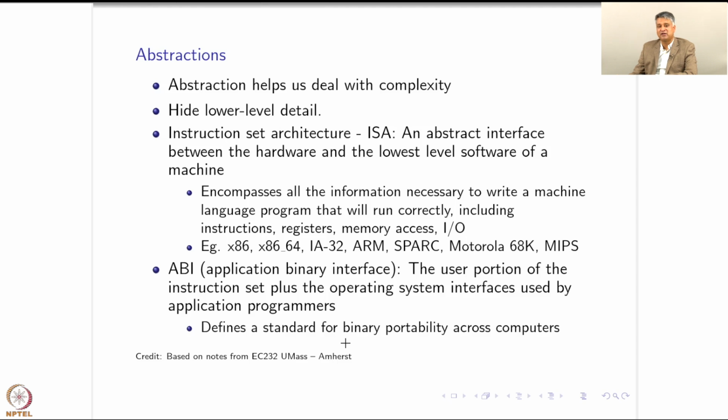So if you want binary portability, in the sense that I am able to compile and execute a code on one machine, and I should be able to copy that executable and run it on another machine somewhere else, on my friend's computer, I need what is called the ABI, or the application binary interface. This defines the standard for binary portability across different computers.